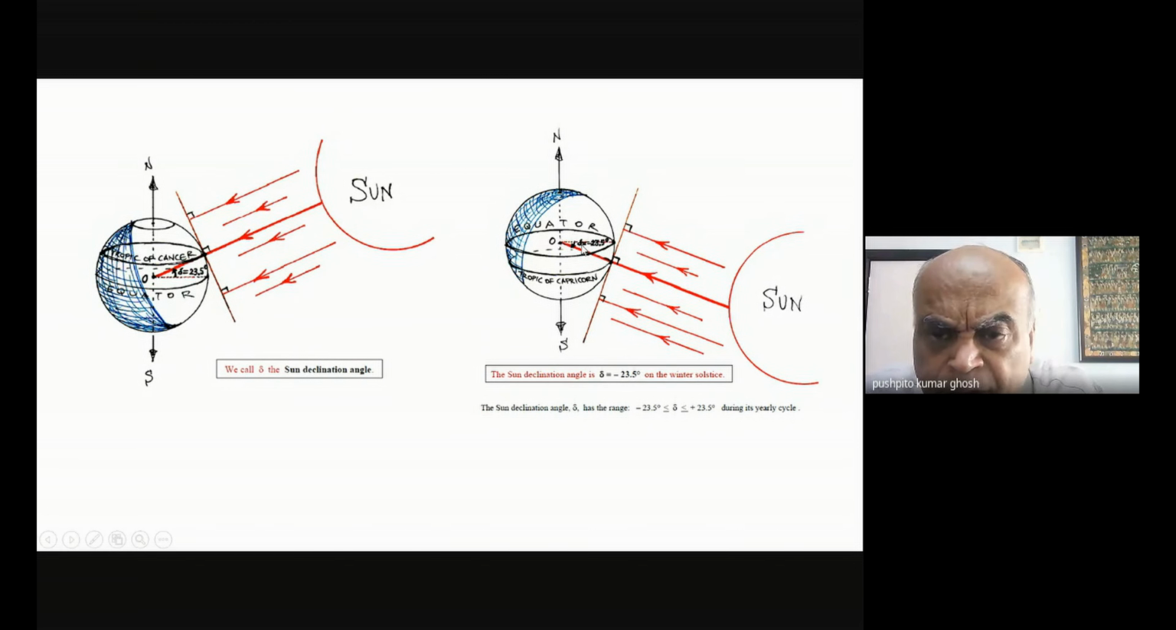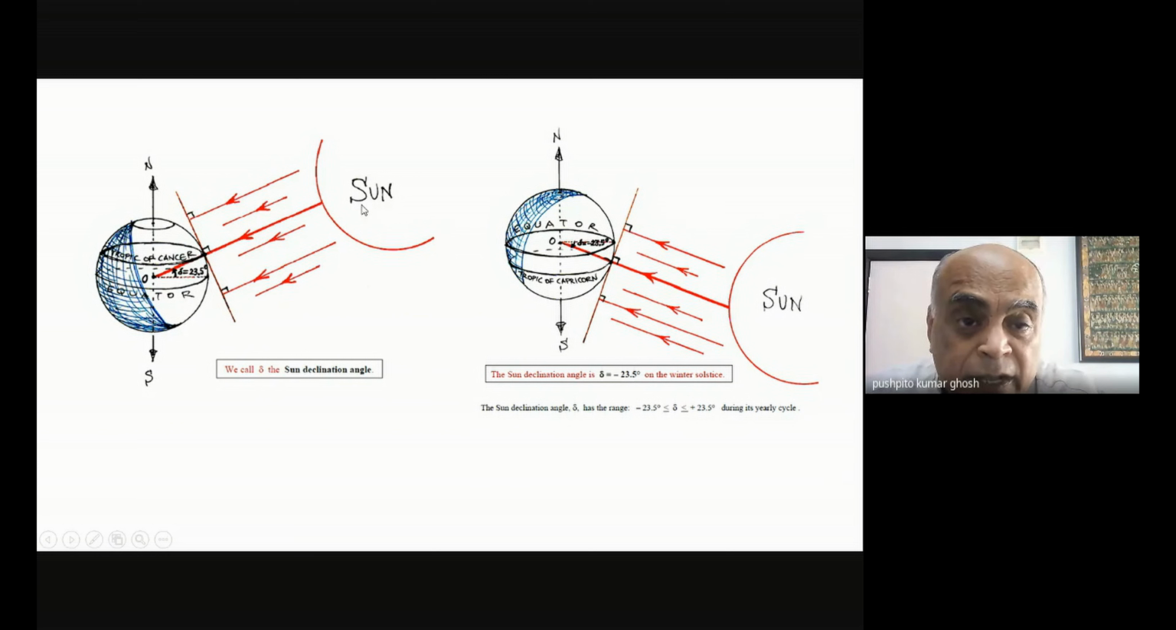Why minus? Because it is below the equator. So when I go this way, I am basically going from 0 degree upwards. And here, I am going from 0 degree downwards. So that's how my convention is. So this is why this angle is now minus 23.5 degree with respect to this line. And over here, with respect to the same line, it is plus 23.5 degree.